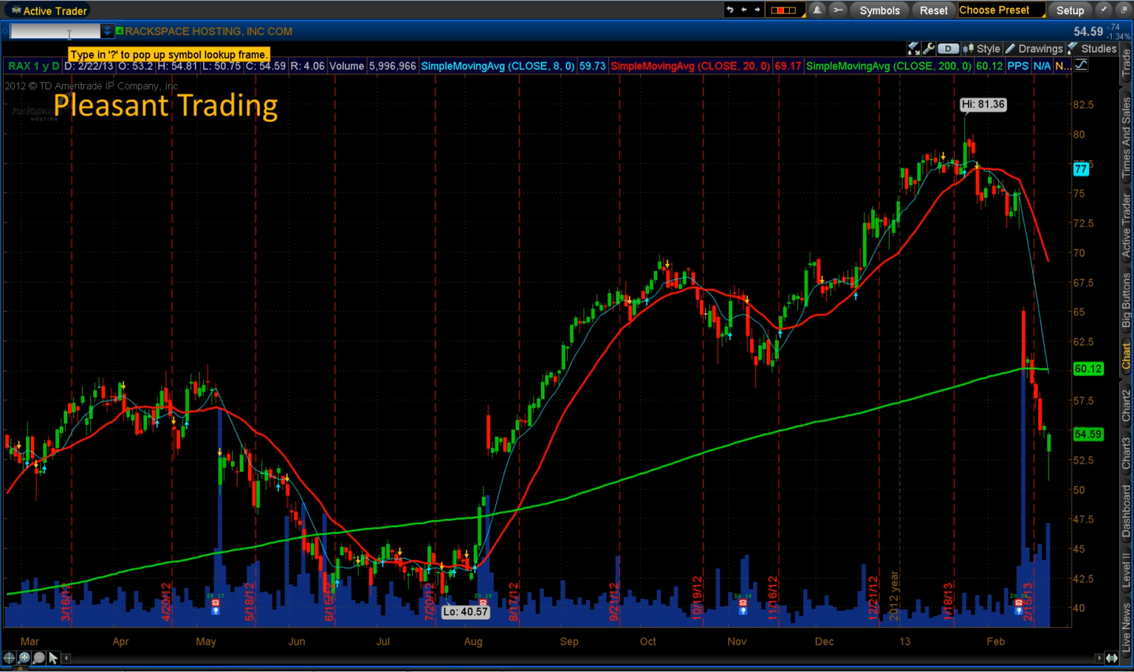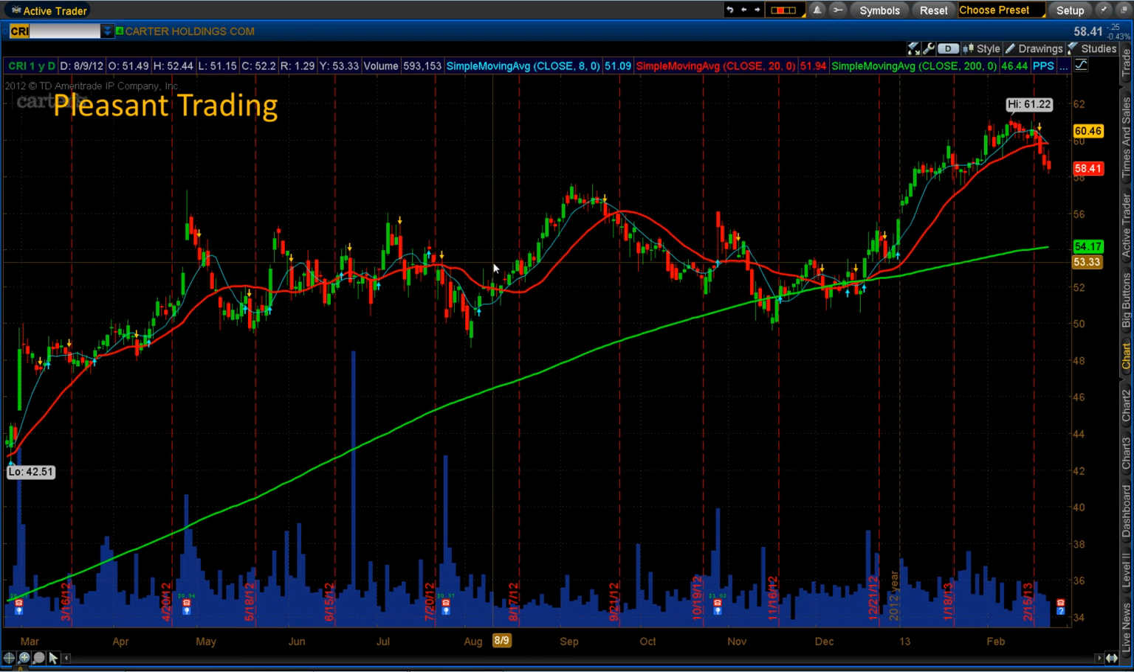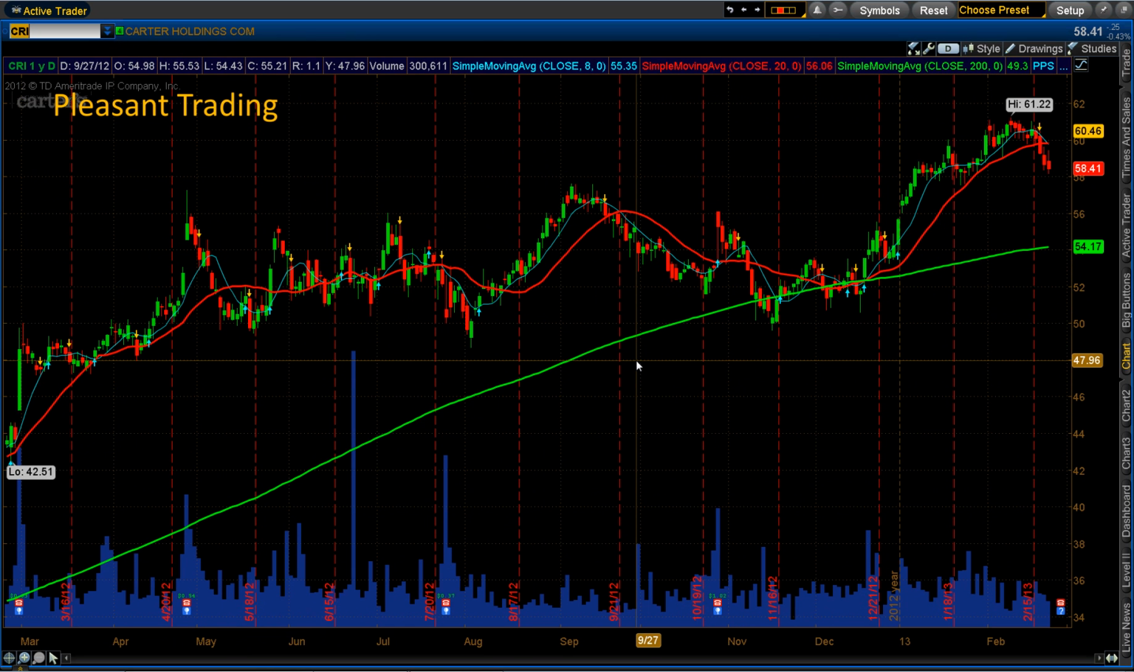This happens quite often, believe it or not, where you'll see a break of the 200 or a hold of the 200. And the first two examples were Carnival and REX, CCL and REX. This next example, let's look at CRI, Carter Holdings.